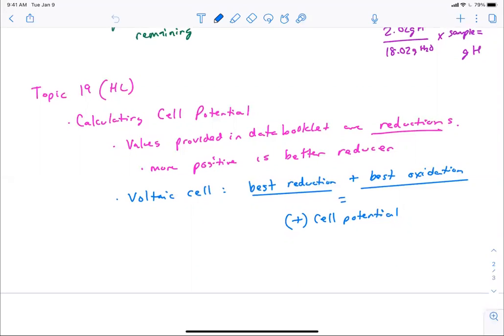And you never multiply, never manipulate cell potentials by coefficients. Okay. The only thing you can do to a cell potential is reverse it. That's all you can do. A cell potential is an inherent value of that species. It's not based on number of moles. It's not based on number of grams. It's an inherent potential of that species, no matter what amount you have. So the only thing you can do to the reaction is reverse it if you're trying to find the oxidation.